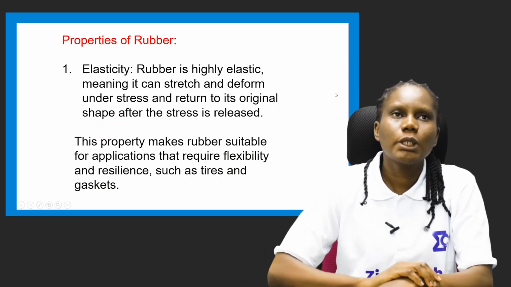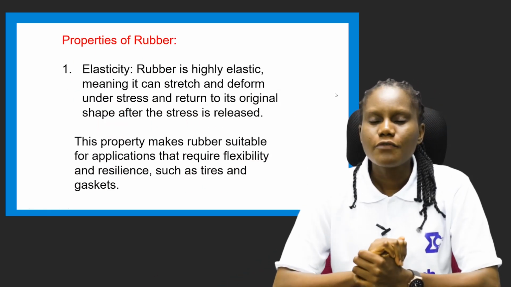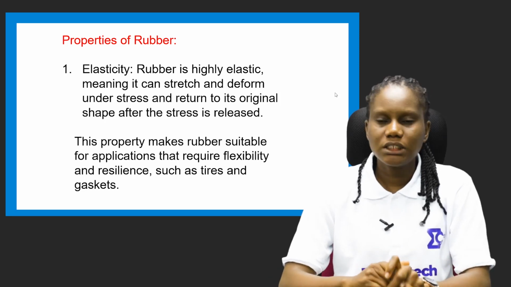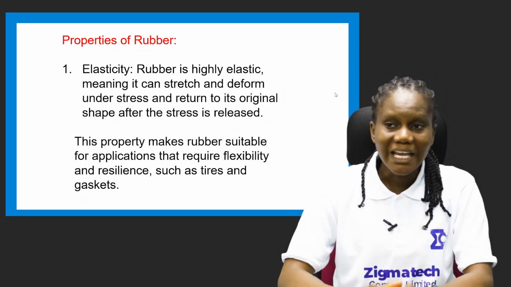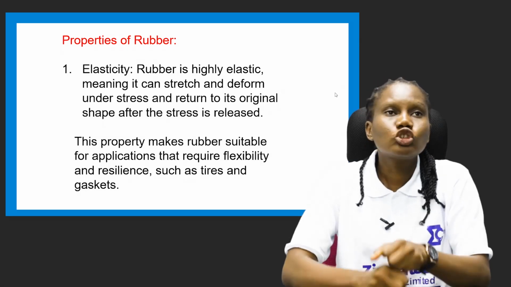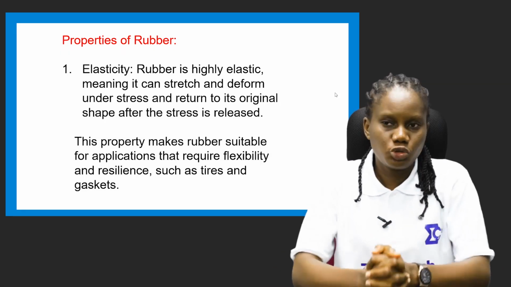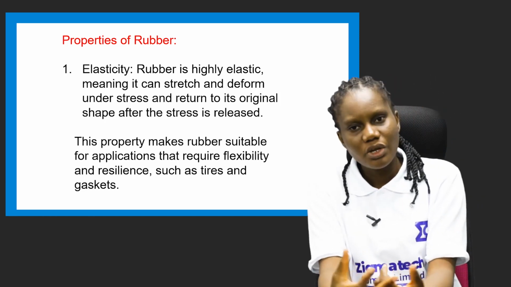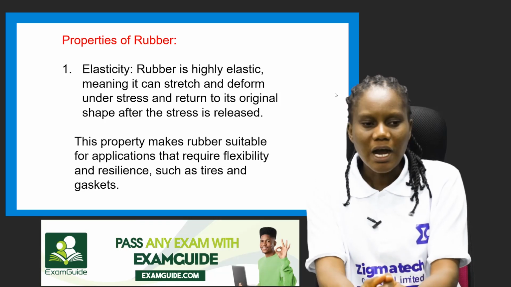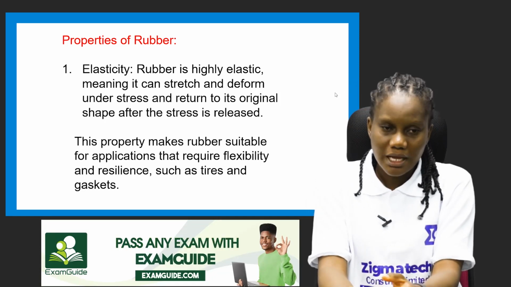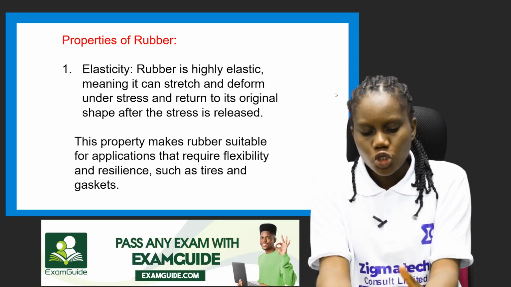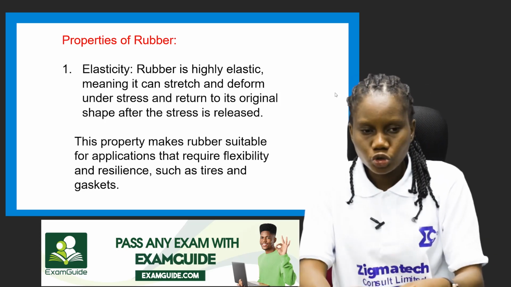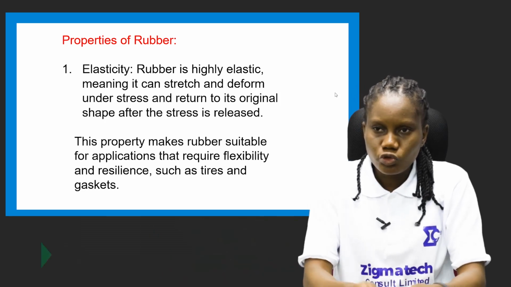So let's quickly look at the properties of rubber. Number 1 is elasticity. Rubber is highly elastic, meaning it can stretch and deform under stress. It can also return to its original shape after the stress is released. For example, most of us are familiar with a rubber band or rubber ring. When you stretch it, it can return. When you stretch it again, it can return.